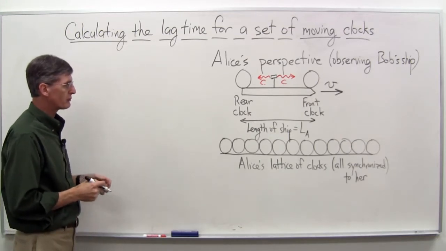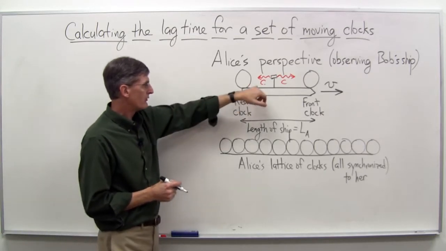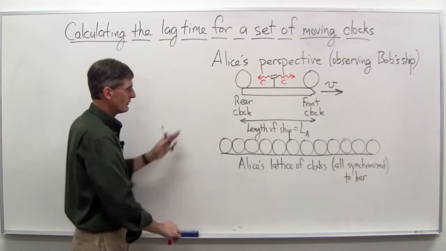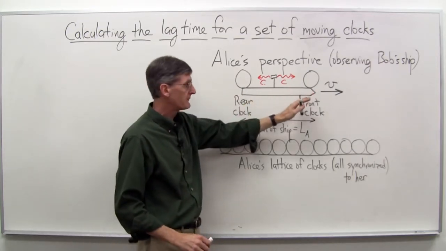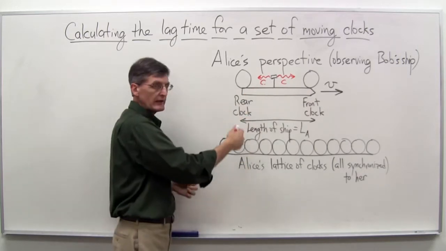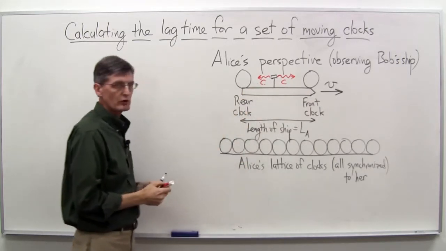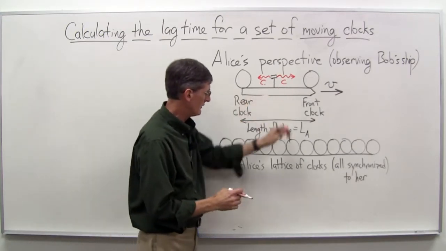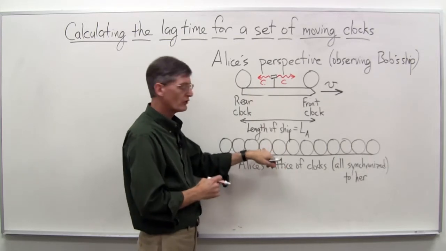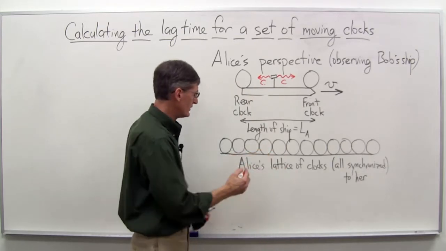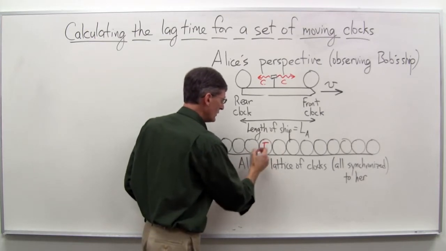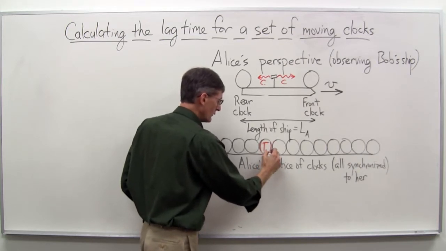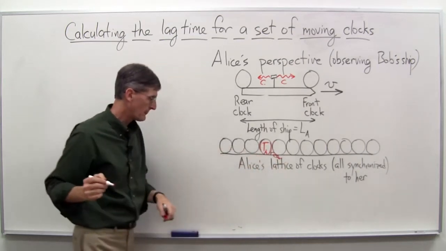So from Alice's perspective, let's look at the rearward going light beam first. Okay? And let's imagine that the ship is traveling along here a little bit, and she sees a little bit later in time the leftward going, the rearward going light beam hit the clock. And let's say it occurs on this one right here. Okay? So she sees at that point in time a value on her clock, T sub A rear.